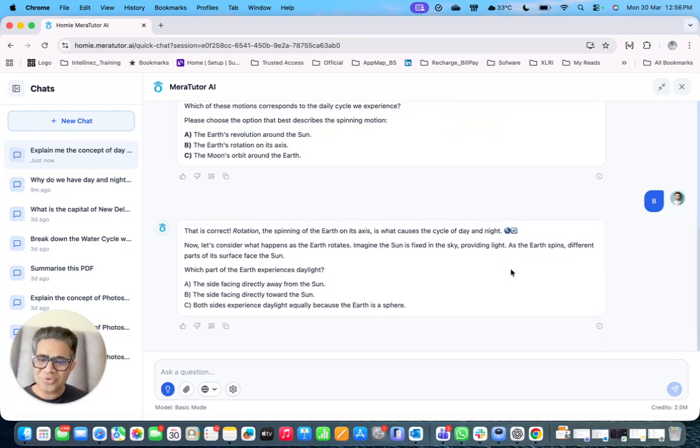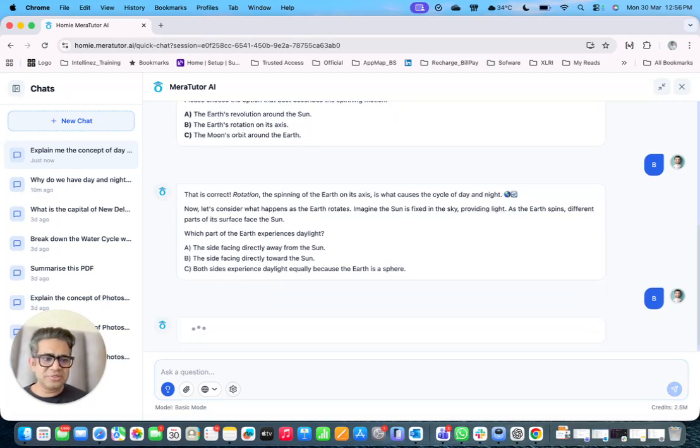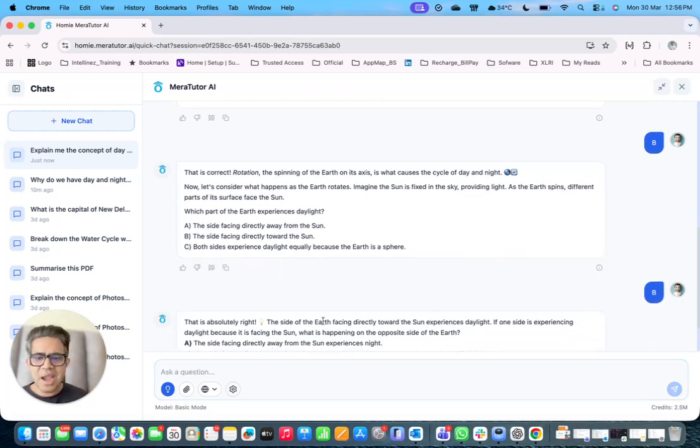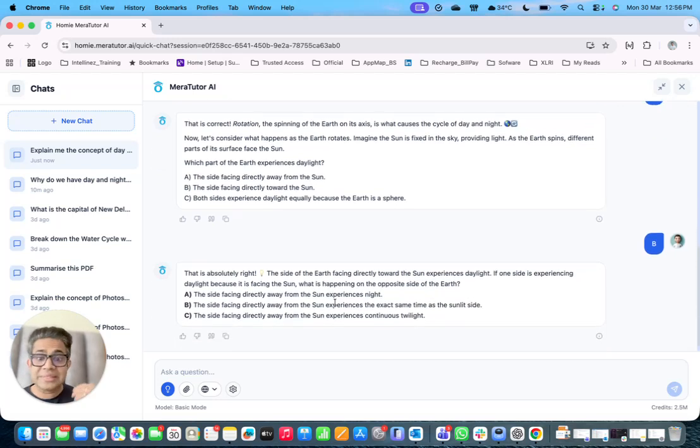Now, again, there's another question. This does not stop there. Which part of the Earth experiences daylight: the side facing directly away from the sun, or towards the sun? Of course, the answer is towards the sun, so I'm going to choose B. You can see that, instead of just telling us the answer in a couple of lines, now we are forcing the student to think, not only to arrive at the answer, but also to explore different areas where you could learn more around the question we just asked. So this is refreshing. This is going to help the student clear his or her concepts like never before.